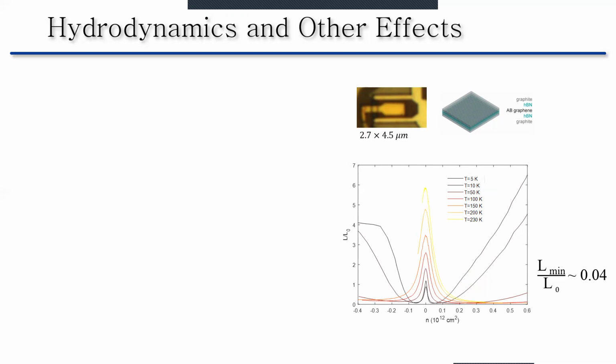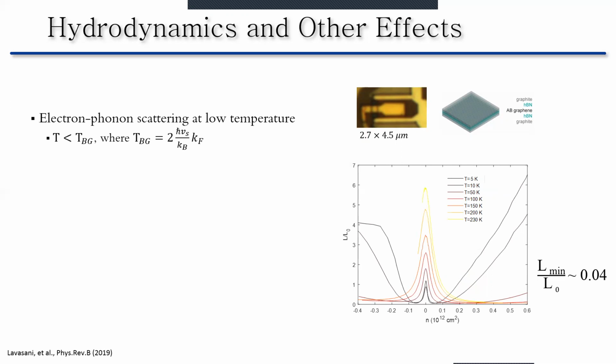So one question is, can anything mimic this suppression of Lorentz ratio? And there are some things that can. So the first thing that can is electron phonon scattering at low temperature. At temperatures below the Bloch-Grunweissen temperature, electron phonon scattering becomes inelastic. In other words, it degrades the energy current that you can get. And it turns out that this Bloch-Grunweissen temperature scale is proportional to the Fermi wave vector. And as we know, the Fermi wave vector in graphene is relatively small. So that means that this Bloch-Grunweissen temperature is quite small. And in fact, we observe our suppression beginning far above the Bloch-Grunweissen temperature, roughly a factor of 10 above.